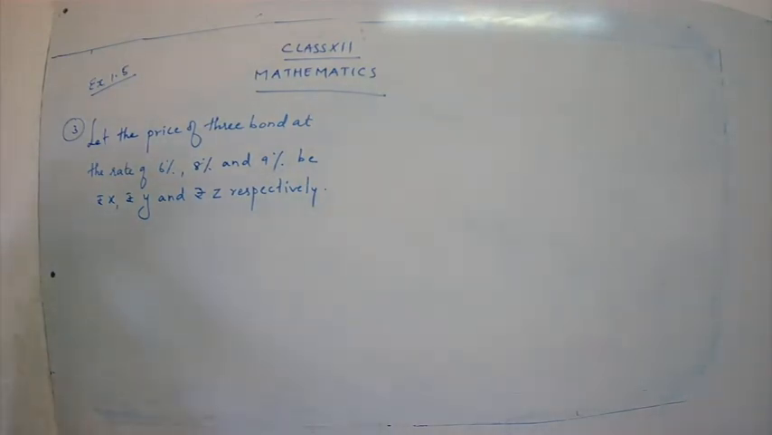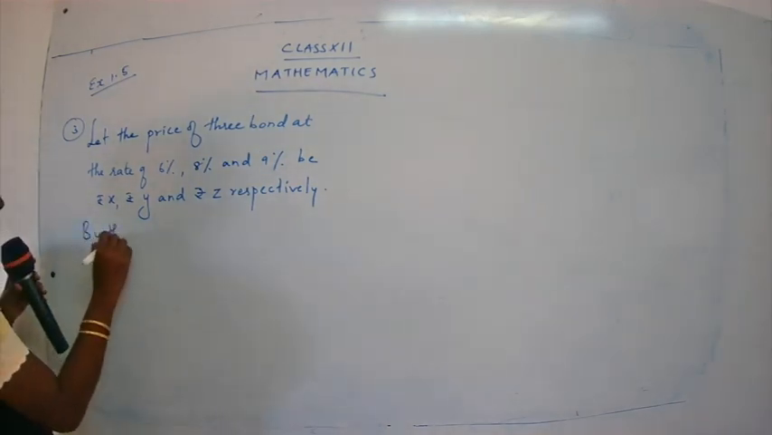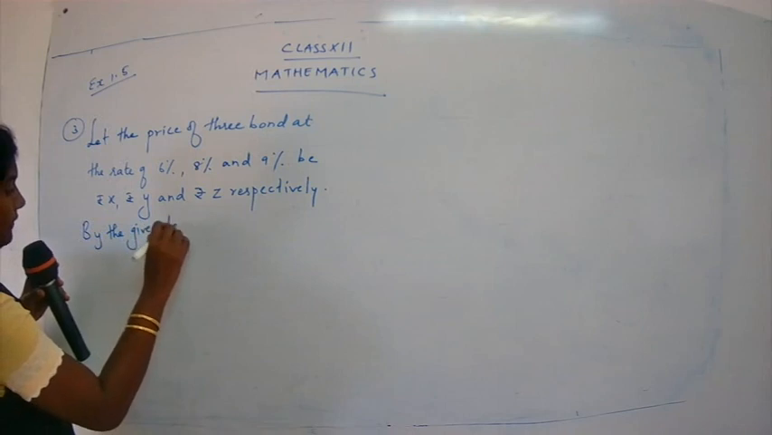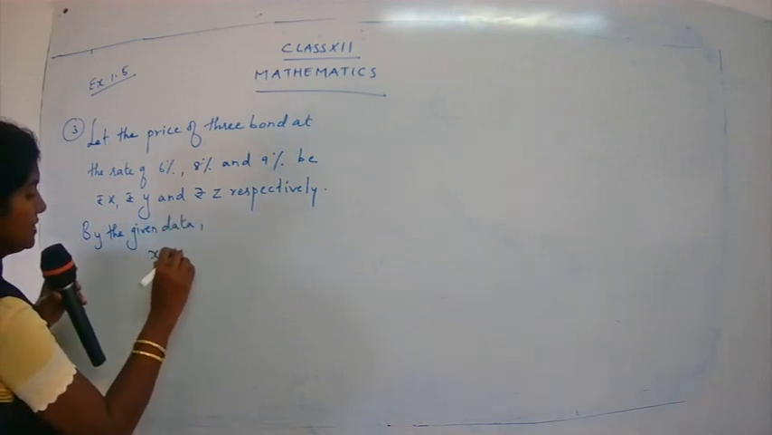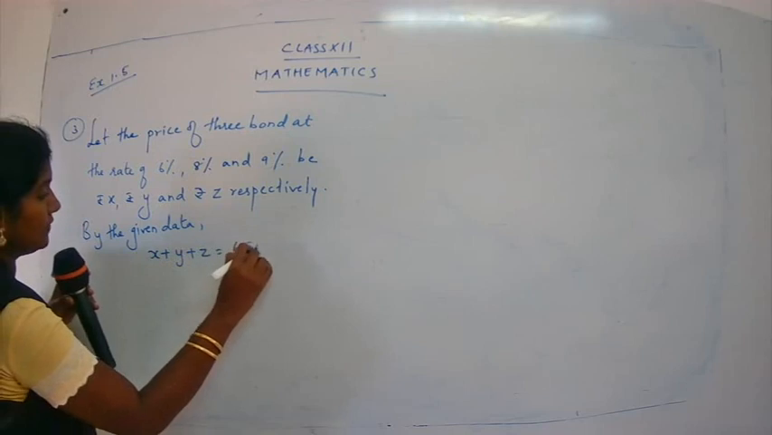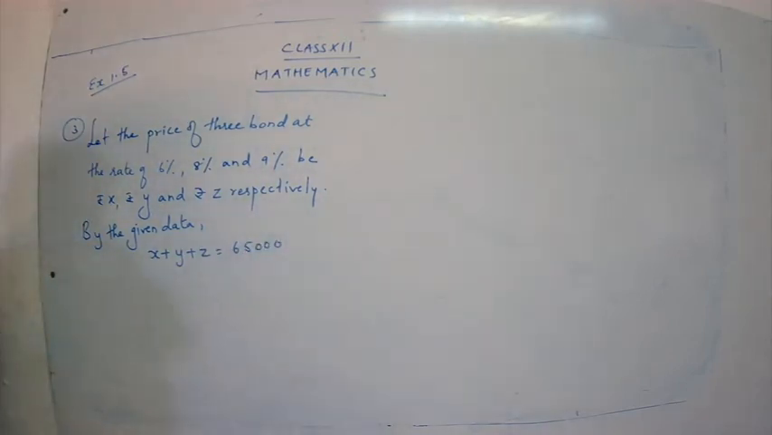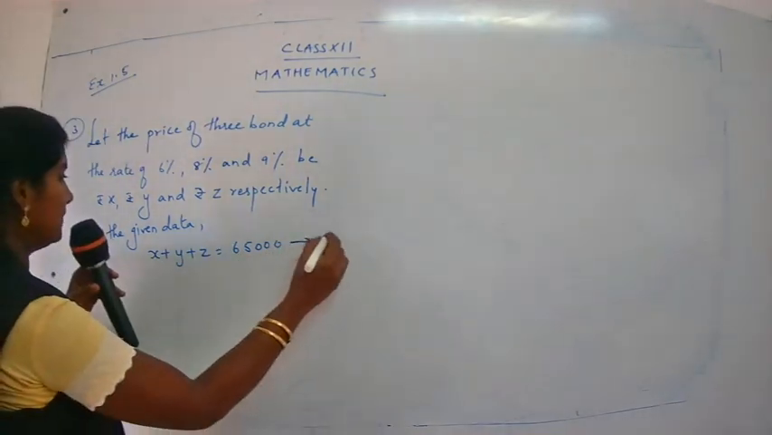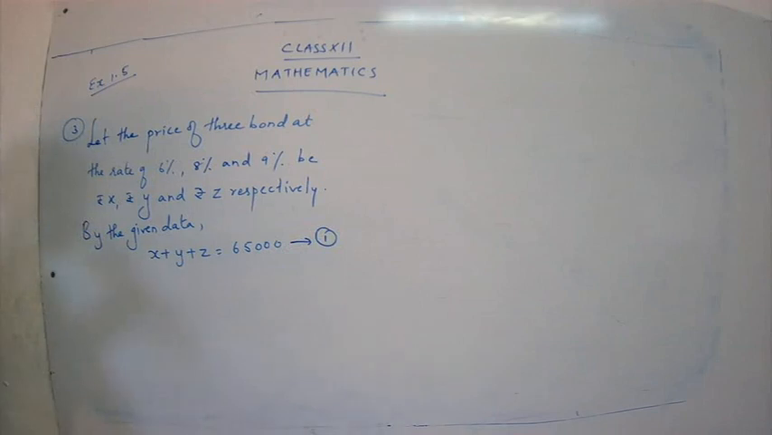Okay children? Now let's read the first statement. What is the total amount invested here? Yes, rupees 65,000. So you write down, by the given data, X plus Y plus Z is equal to 65,000. So from the first statement we get the condition X plus Y plus Z is equal to 65,000. I mark it as number 1.